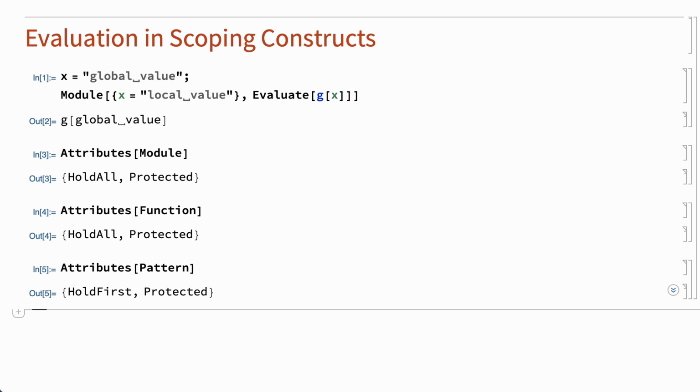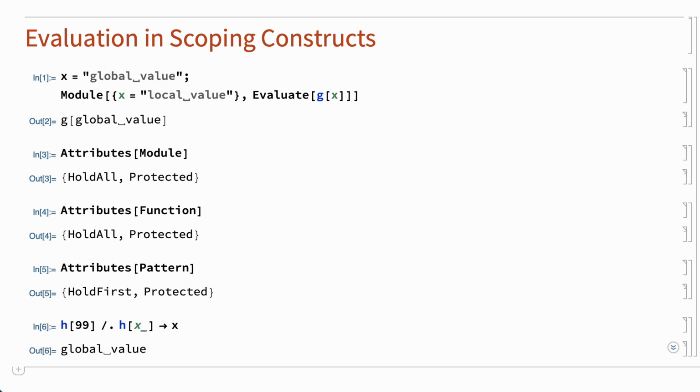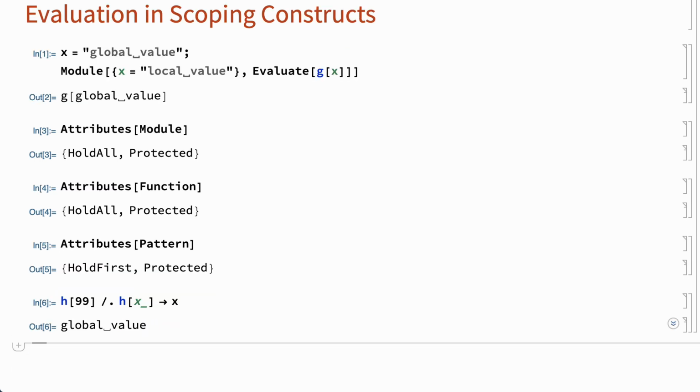The only scoping constructs that do not hold arguments unevaluated are the Set and TagSet functions, which give immediate assignments, and Rule, which gives immediate rules. For example, application of the immediate rule in this evaluation simply uses the global value of x, since the right side of the rule is evaluated before anything can be done to localize x.